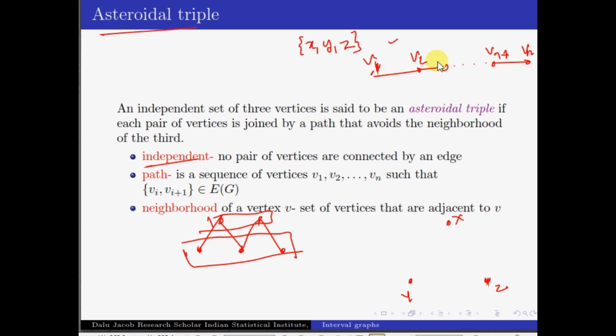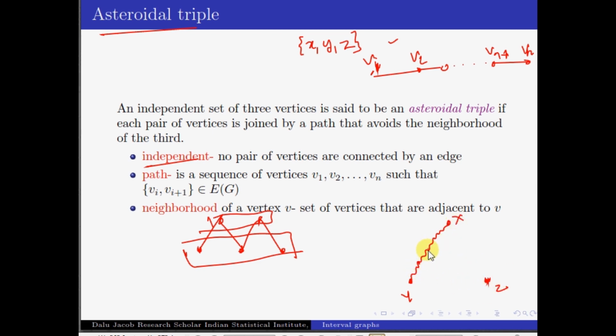Now, the neighborhood of a vertex v means the set of vertices that are adjacent to v. So let us see what the second condition states for a triple to be an asteroid triple: each pair of vertices must be joined by a path that avoids the neighborhood of the third. What this means is that there should be a path from x to y which avoids the neighborhood of the third, which means that none of the vertices in this path must be a neighbor of z.